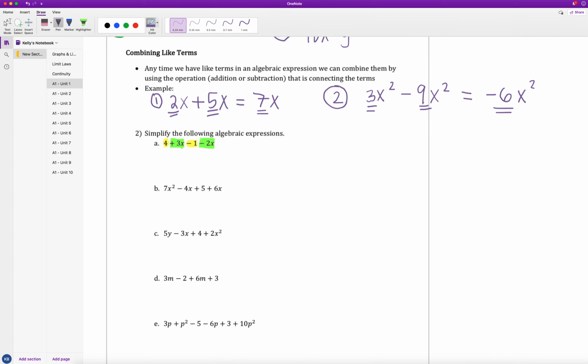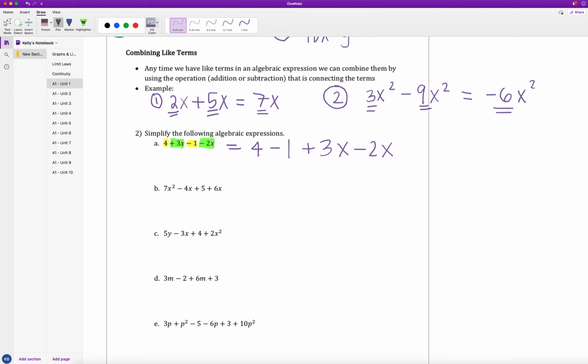So in this problem, we have 2 different types of terms. We have our constant terms, the 4 and the negative 1. And then we have these x terms, which is positive 3x minus 2x. So when I go to combine like terms, then I'm going to combine the constants together. So I'm going to kind of regroup these. So I'm going to have 4 minus 1 by grouping the constants next to each other, plus 3x minus 2x.